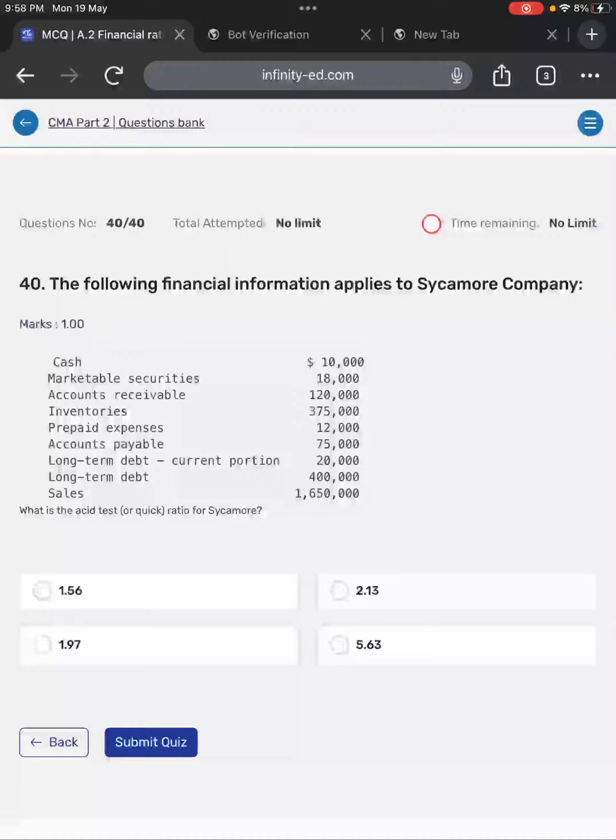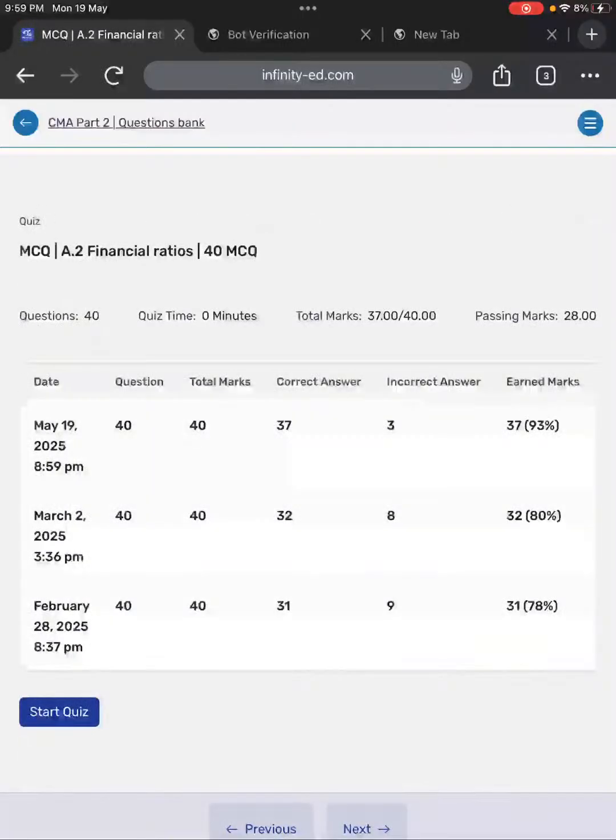148,000. Okay, and prepaid expenses not coming, and account payable 75,000 plus long-term debt current portion 20,000, 95,000. 148,000 divided by 95,000 it comes to 1.55, 1.56. Okay, now let's go to the, we have finished, let's check.